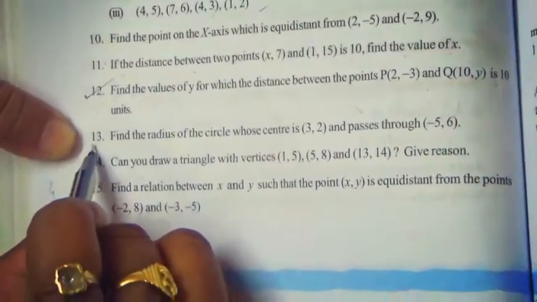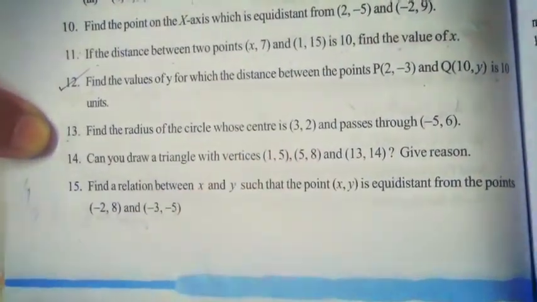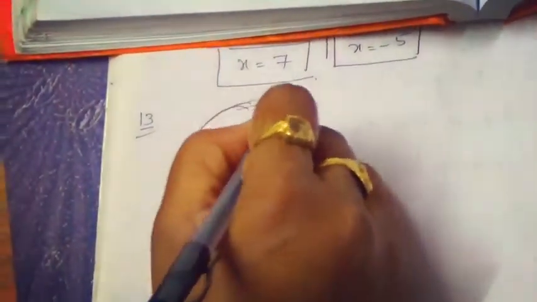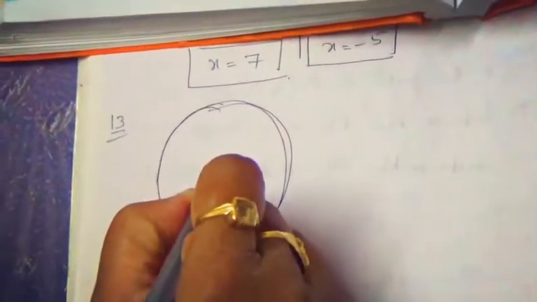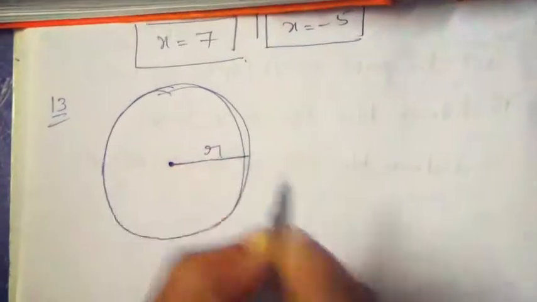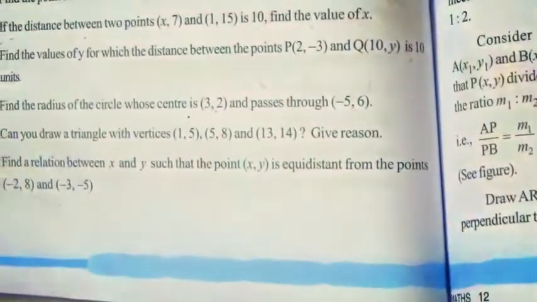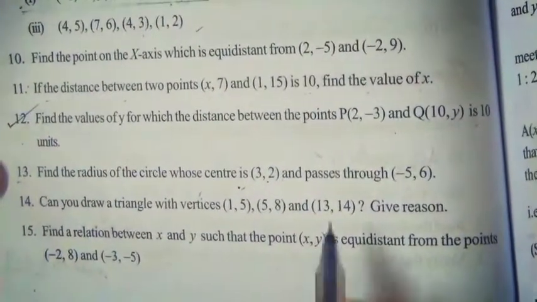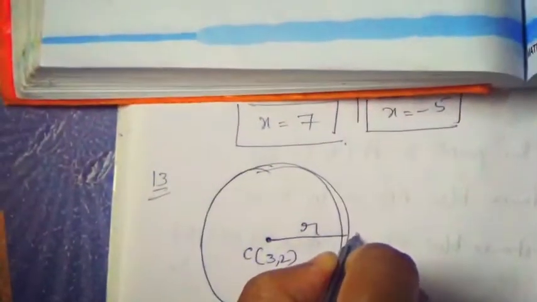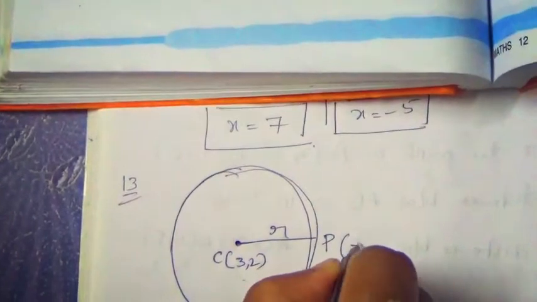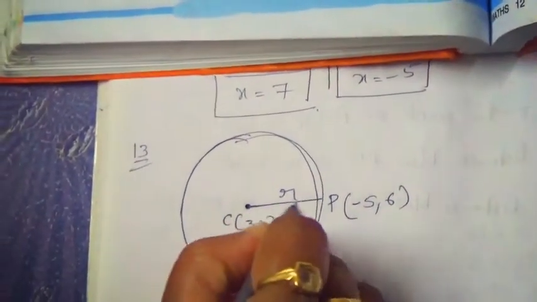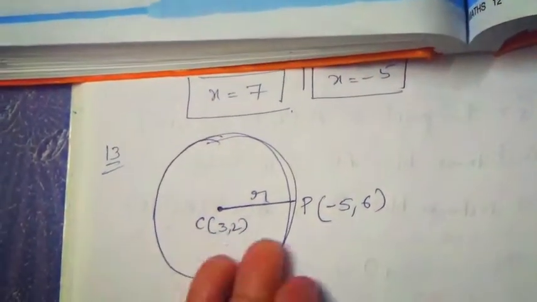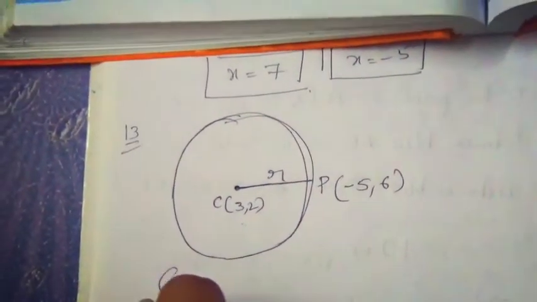Okay, 13th sum. Now it's time to explain the 13th sum. Find the radius of a circle whose center is... Now we have a circle first. We have to find out the radius. Here it is, the radius. Whose center is 3, 2, that is C(3, 2), and which passes through the point P(-5, 6). To find out this radius, we have to find out the distance between P and C. That's it. Very easy.